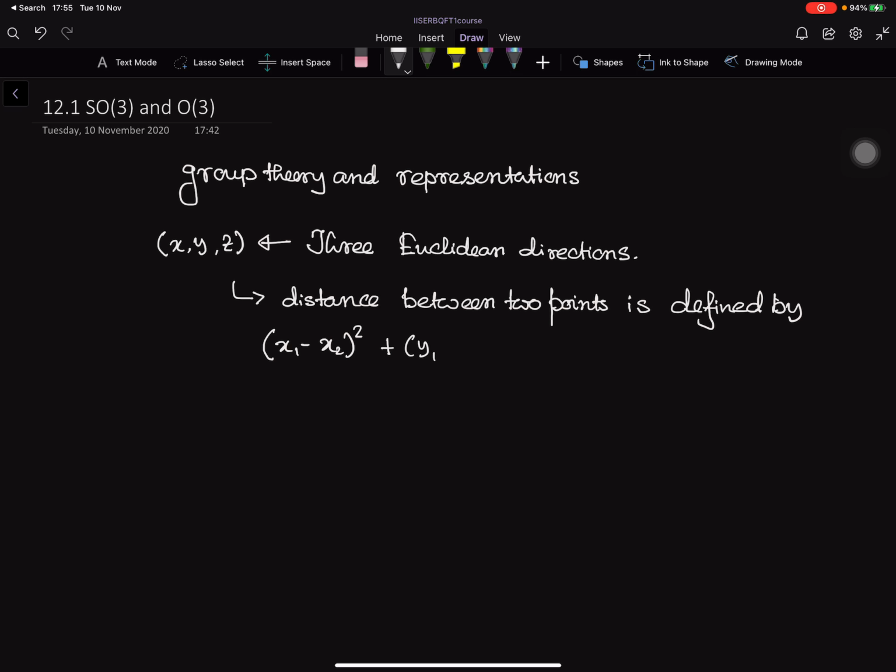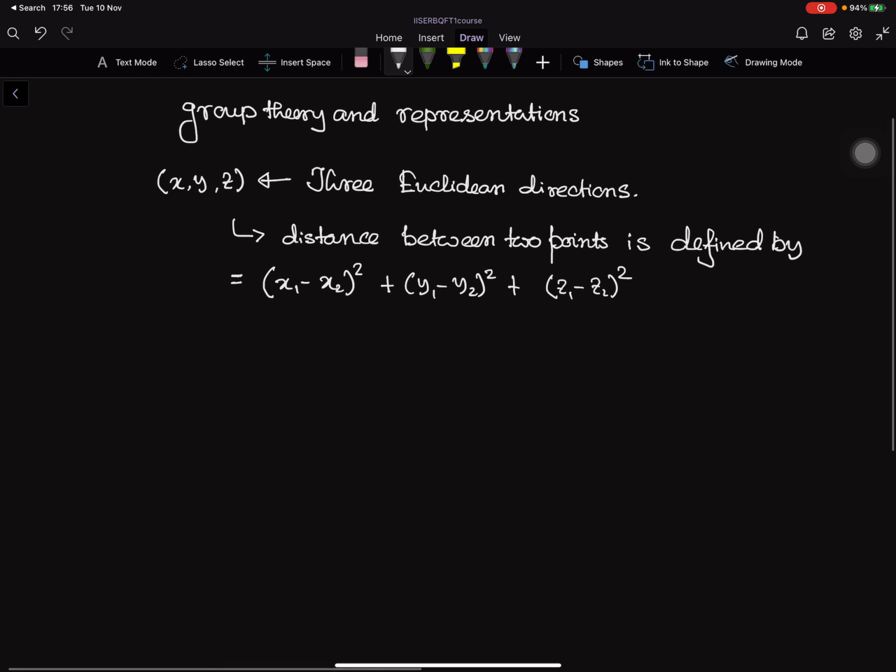(y1 minus y2) whole square plus (z1 minus z2) whole square. So this is the distance between 2 points in 3-dimensional Euclidean space. Now the question of symmetry is: what is the set of transformations that leaves this distance invariant?